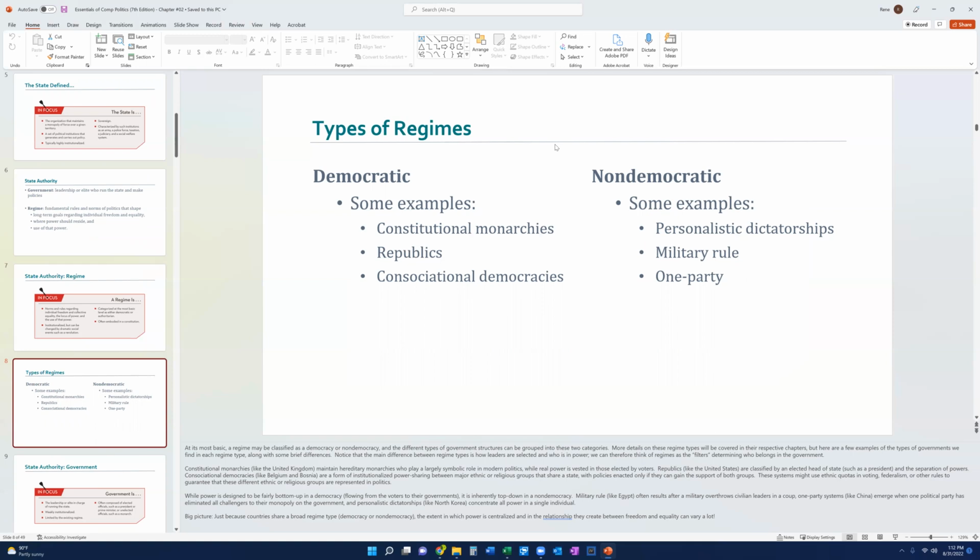Republics, which is what the United States has, are going to be an example of a democratic regime, and they're going to have an elected head of state, like the president. We're going to talk about all this later on in the course, and there's also going to be a separation of powers.